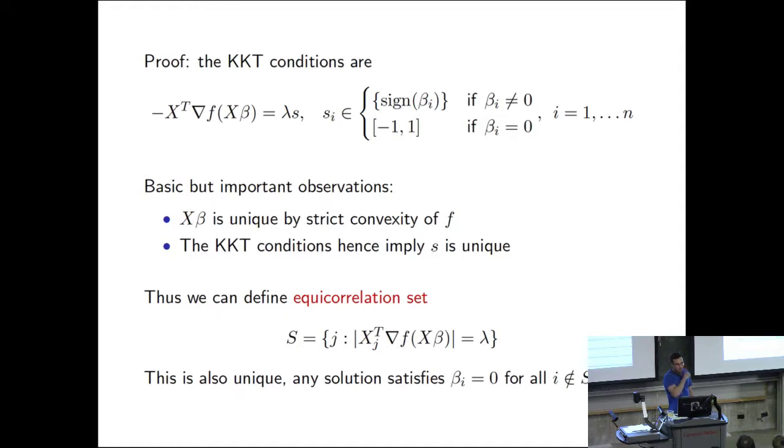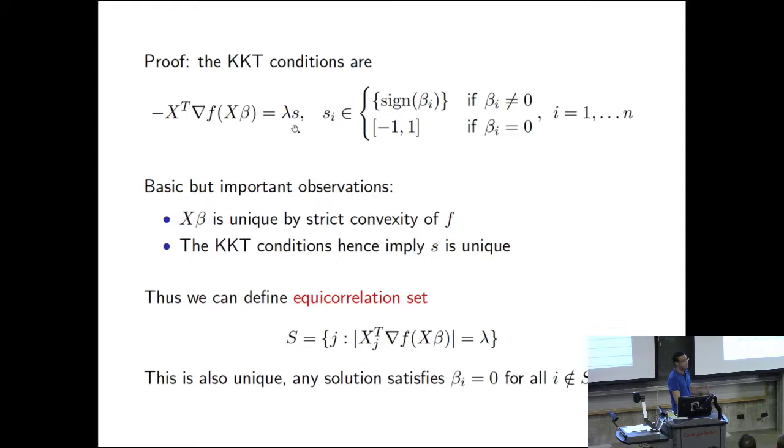I will let you think about how to check that, since we're running short on time. Just use the definition of strict convexity. Suppose you have two different fits, x beta 1 and x beta 2. Look at, let's say, beta 1 plus beta 2 over 2 as a proposed new solution. You'll see that if the fits weren't the same, then you'd get a strictly smaller criterion. So the fit must be unique, and the KKT conditions therefore tell us that s itself is unique.